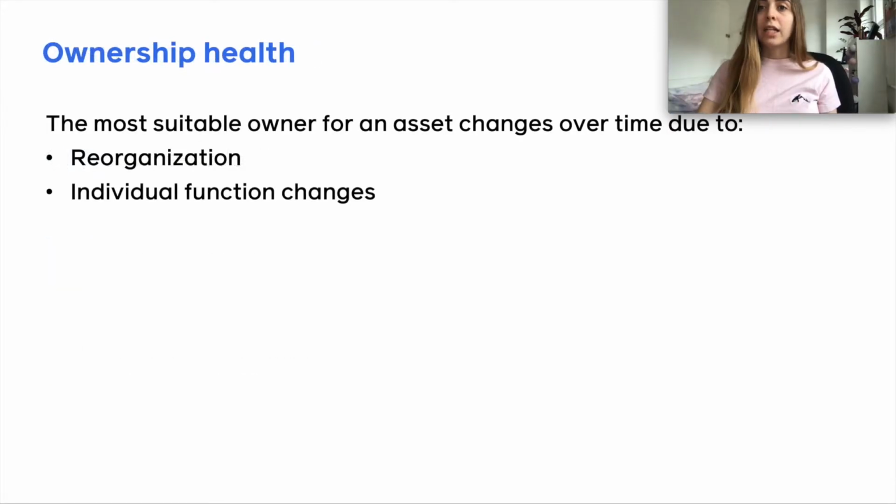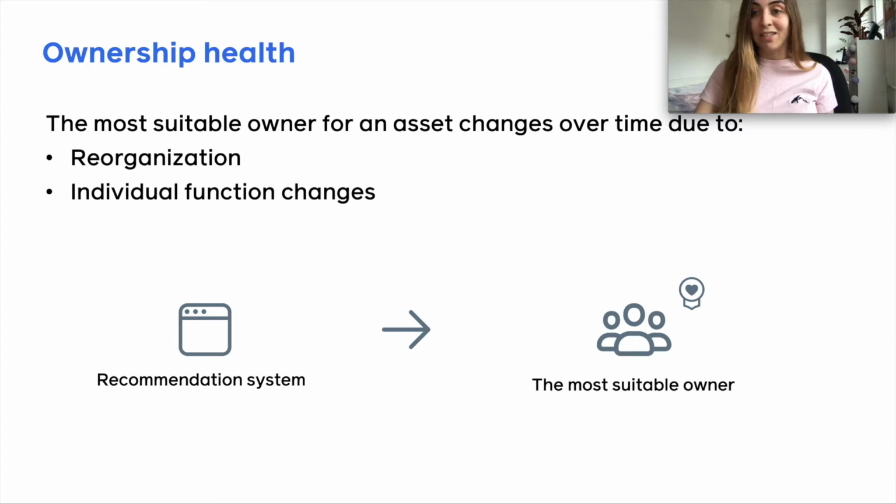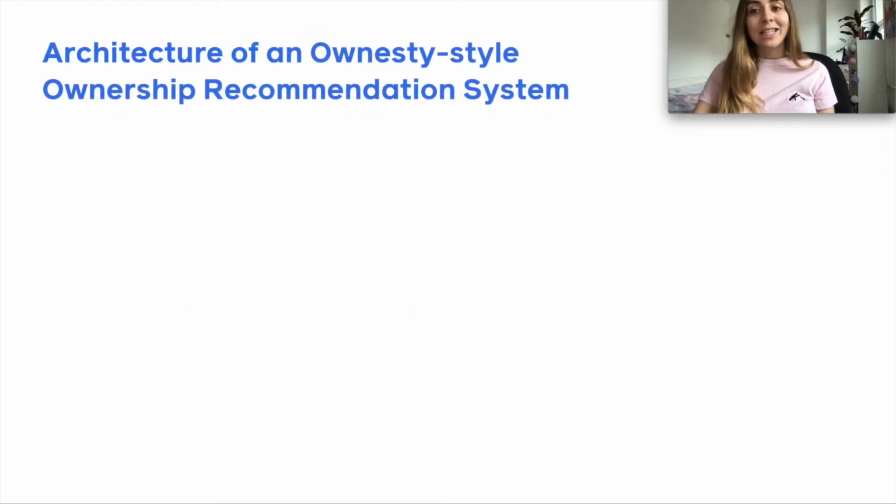It's not enough to find an owner just once for these assets. The owners change over time due to company reorganizations, people leaving, changing teams, and so on. So this becomes an ownership health program, really. You don't just want an owner, you want the best possible owner at any given time, and this is where we propose our recommendation system. Basically, in an automatic way, it proposes the most suitable owner. In that paper, we talk about an Ownesty-style recommendation system.